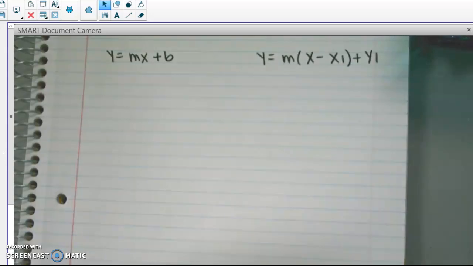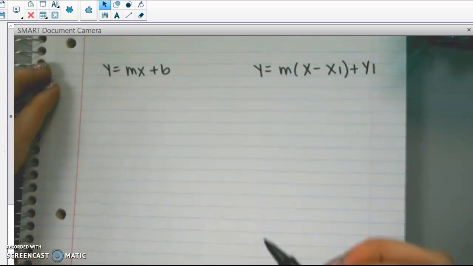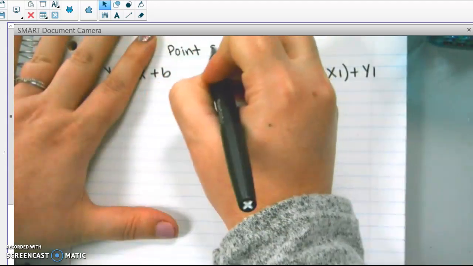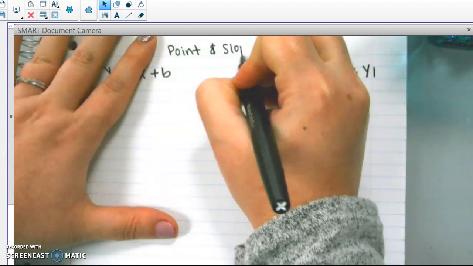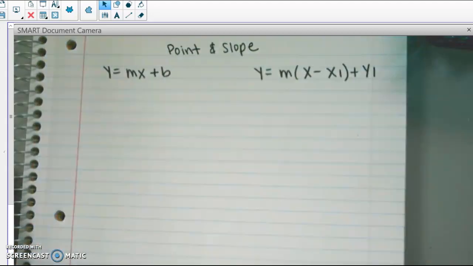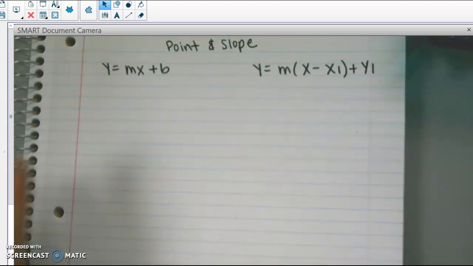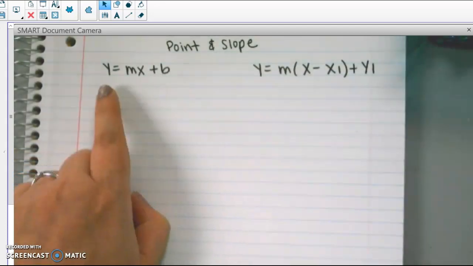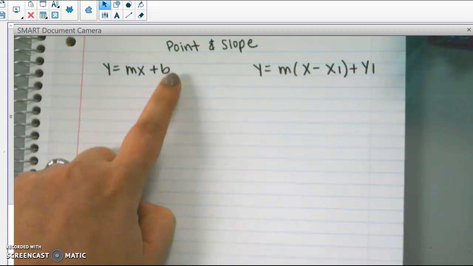Hey y'all, this video is going to teach you how to write the equation of the line when you are given a point and the slope of the line. So we should be pretty familiar with y equals mx plus b by now, so we can use y equals mx plus b to do these problems.